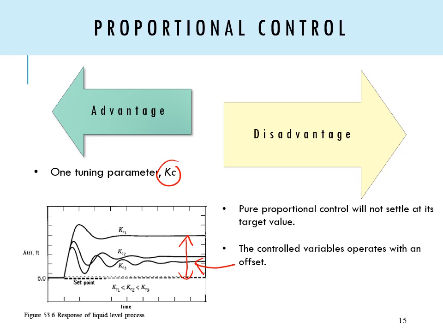So this is your set point. If you refer to the figure, at any given Kc controller gain for the proportional control, the process response curve would not settle to the set point.